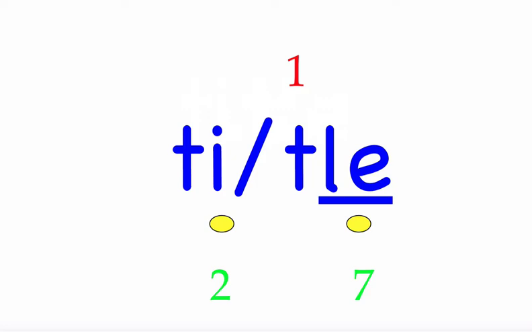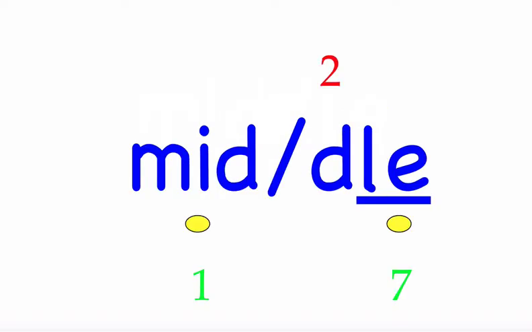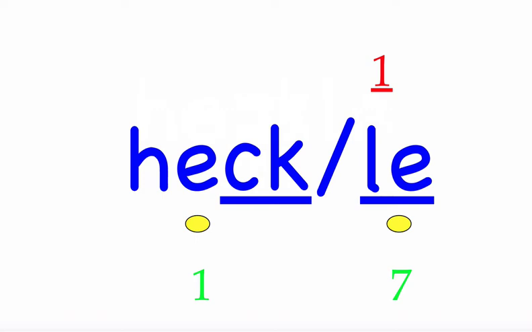Middle. Mid, three sounds. M, i, d. Dull, two sounds. D, ul. Mid, dull. Mark the word. Middle. Heckle. Heckle. The man did heckle the performer. Heckle. Heck, three sounds. H, e, k. Ul, one sound. Heckle. Mark the word. Heckle. Again, an exception to syllable rule 1 occurs. We underline the 1.